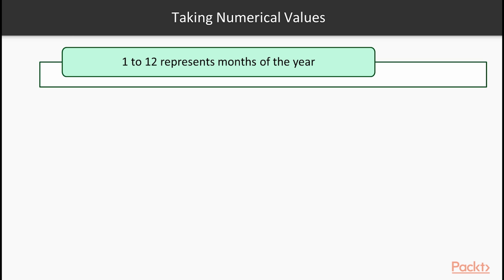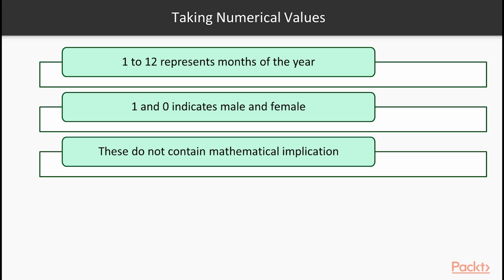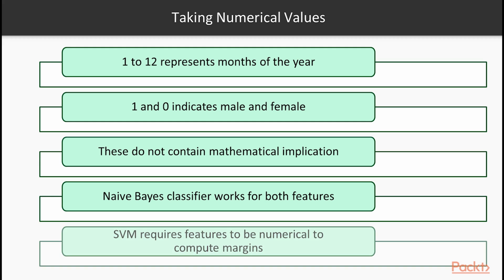Categorical features can also take on numerical values. For example, 1 to 12 represents months of the year. 1 and 0 indicate male and female. Still, these values do not contain mathematical implication. Among the two classification algorithms, naive Bayes and SVM, which we have learned about previously, the naive Bayes classifier works for both numerical and categorical features as likelihoods are calculated in the same way, while SVM requires features to be numerical in order to compute margins.